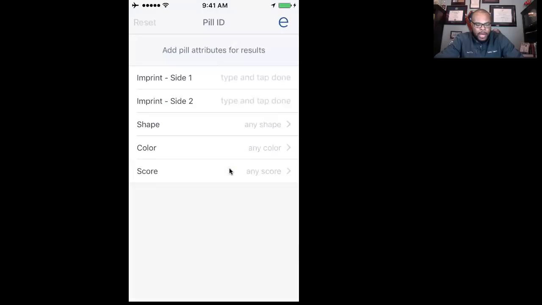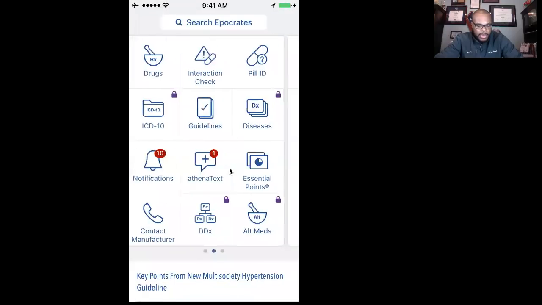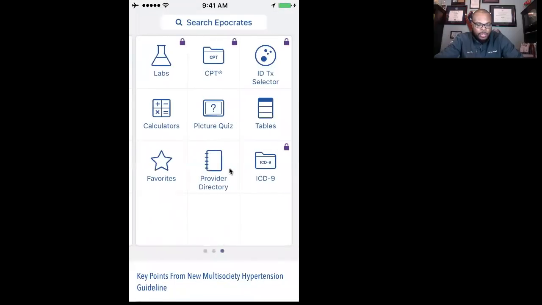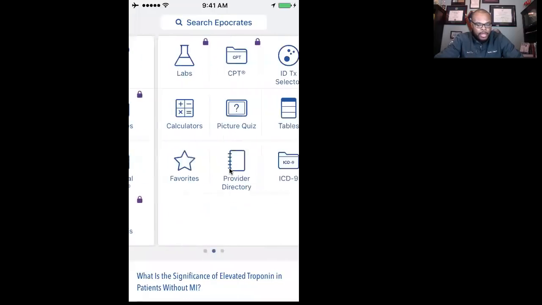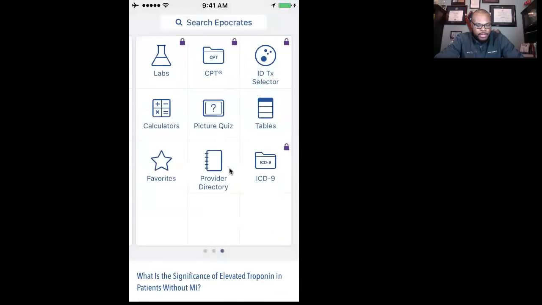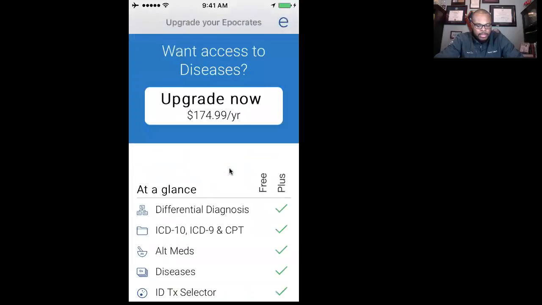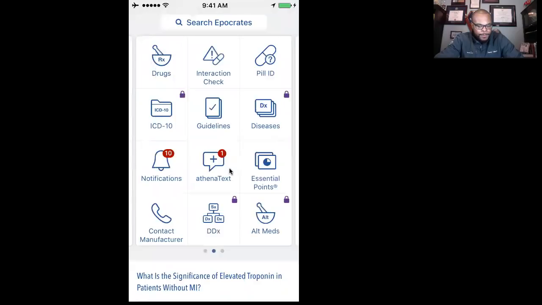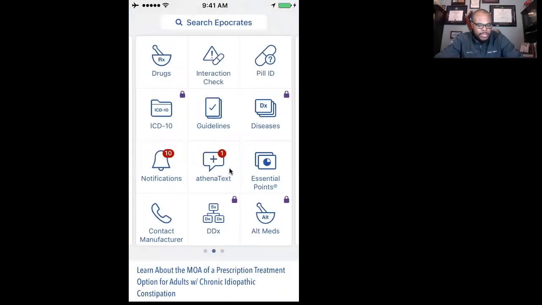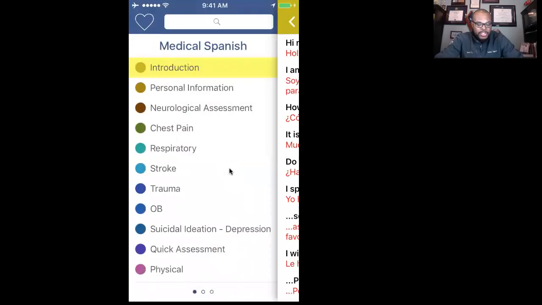This one also has a pill ID. You can actually take a picture with this app here, and it'll tell you what that medication is. It has some other features like some lab values, but you have to upgrade for that particular one, some tables. Different diseases, you have to upgrade with that one also. So this is a really good app. If you're on the wards as a med student or as a PA or NP, this is a good app to have.